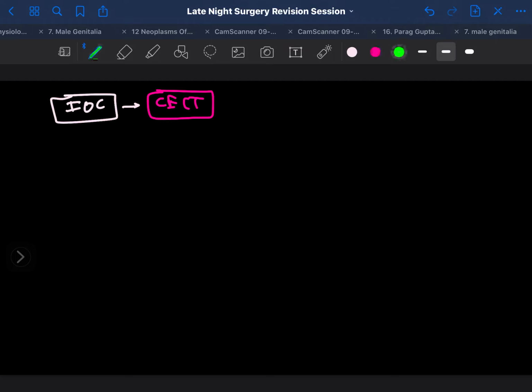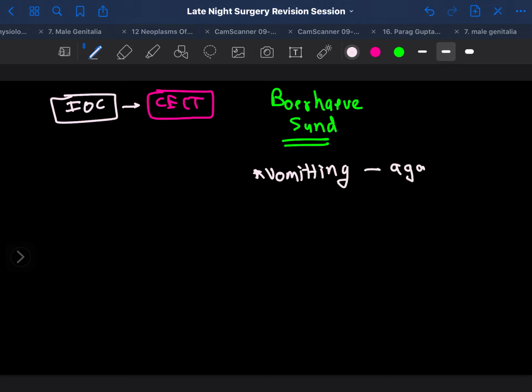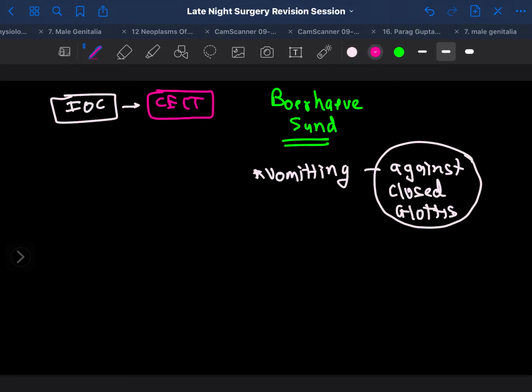Now, let us talk about the mechanism behind Boerhaave syndrome. So what is happening over here? The patient is having vomiting, and this vomiting is against a closed glottis. Now most of the times this is associated with alcohol intake, but it doesn't mean every time the patient is drinking alcohol and vomiting, the patient is at increased risk of Boerhaave syndrome.